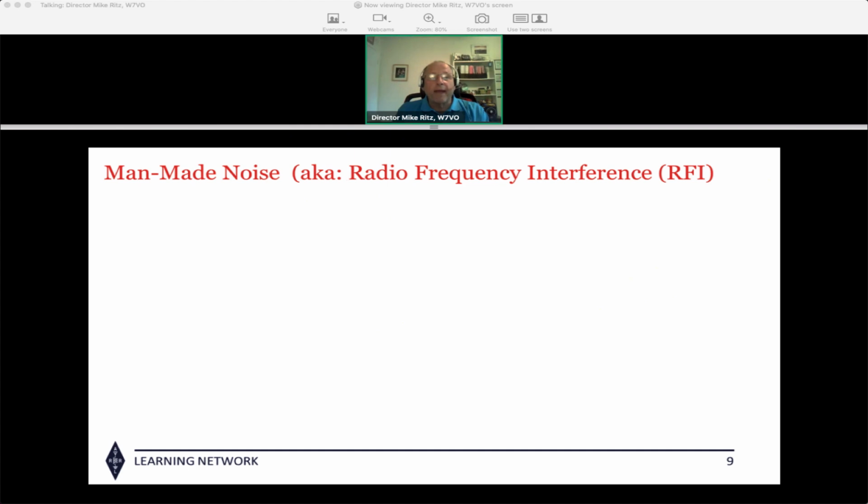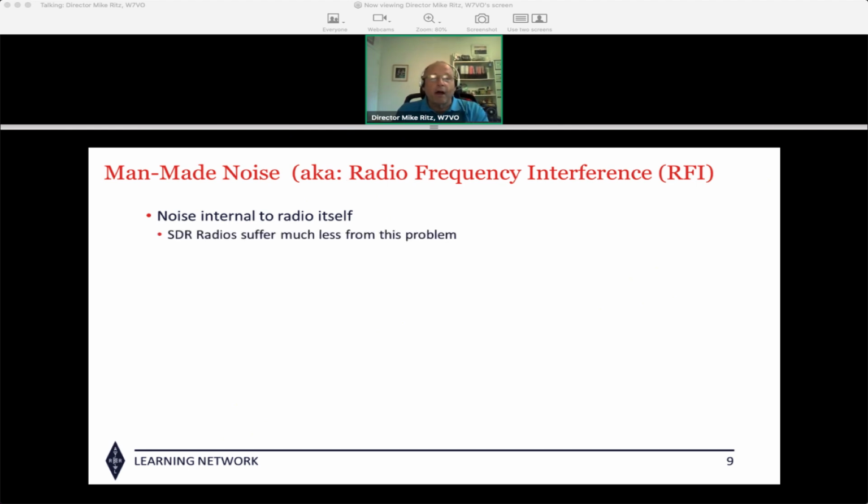Now let's talk about man-made noise. This is also known as radio frequency interference, or RFI. There's noise internal to the radio itself. I mentioned that. There are examples of this, like tube noise, caused by the thermionic action between the cathode and throwing electrons at the plate.